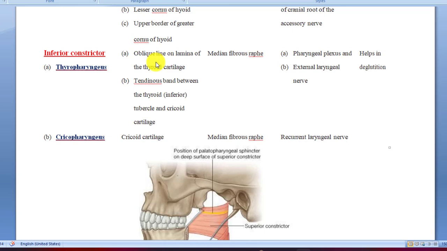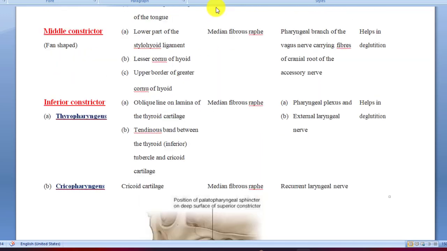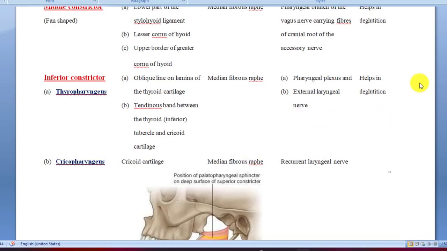About the origin, they get their origin from the oblique line of the lamina of the thyroid cartilage, the tendinous band between the thyroid tubercle inferiorly, and the cricoid cartilage. So the thyropharyngeus muscle gets its origin from here, and its insertion is the median fibrous raphe. It is supplied by two nerves, the pharyngeal plexus and the external pharyngeal nerve, and both of these muscles also help in deglutition.